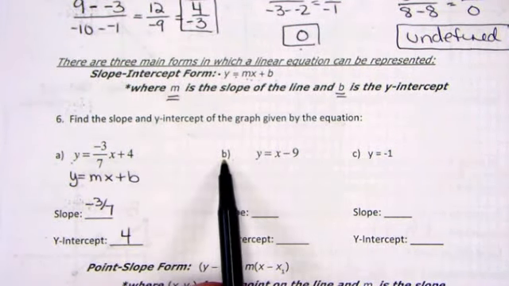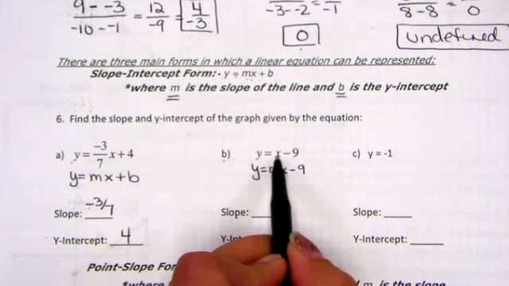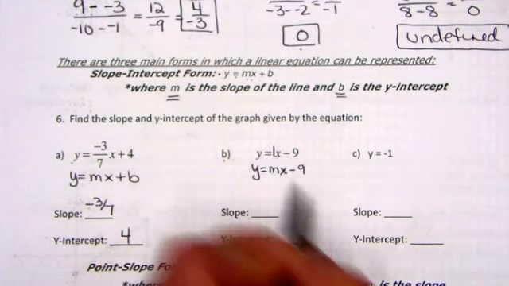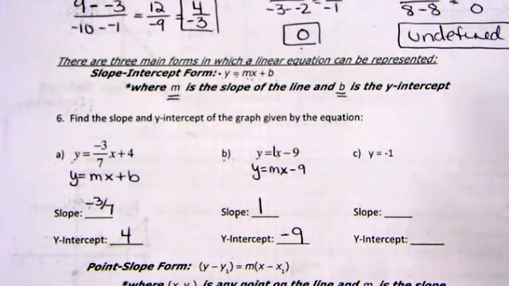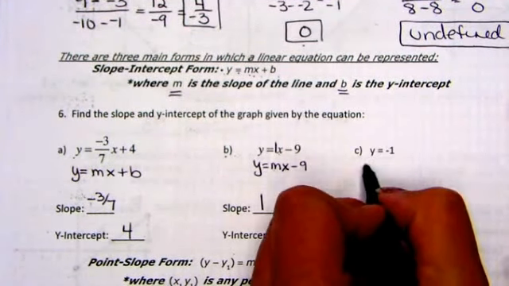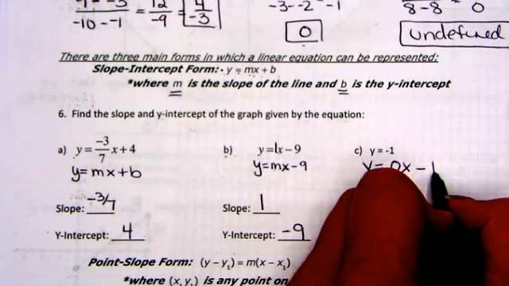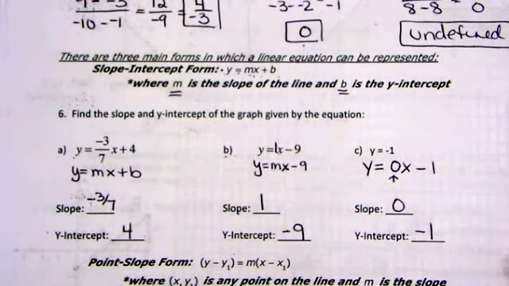In example B, slope, remember, is the number in front of x. If you do not see a number in front of x, there is always a 1 there. So in this problem, our slope is 1. Our y-intercept, -9. In example C, there is no x value. This can be thought of as 0 times x minus 1, which means our slope is 0 and our y-intercept, -1.